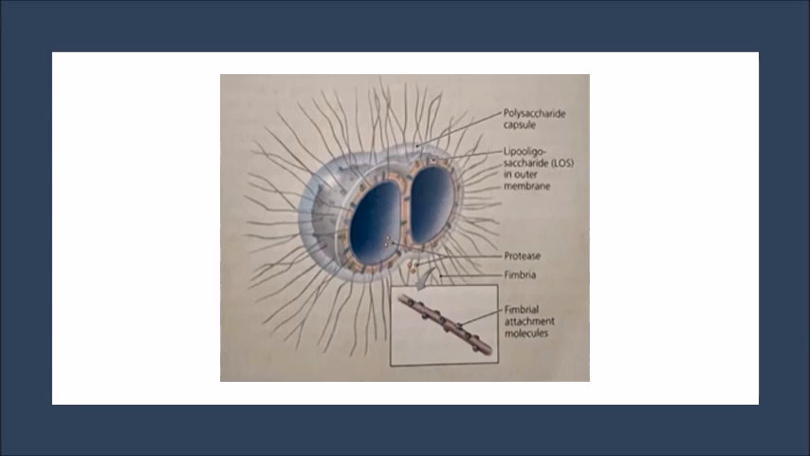The pili specific to Neisseria gonorrhoeae, not pictured here, is a type 4 pili, which allows for the creation of microcolonies on the epithelial cell surface. They also have highly variable surface antigens, and this prevents the development of immunity and an effective vaccine.